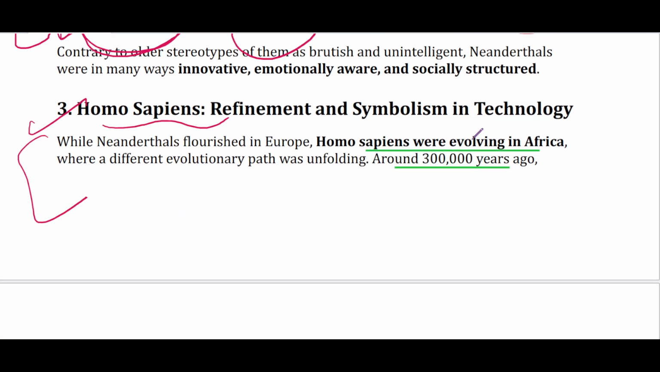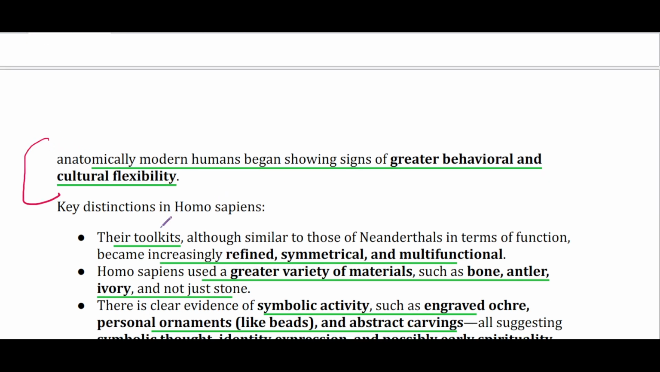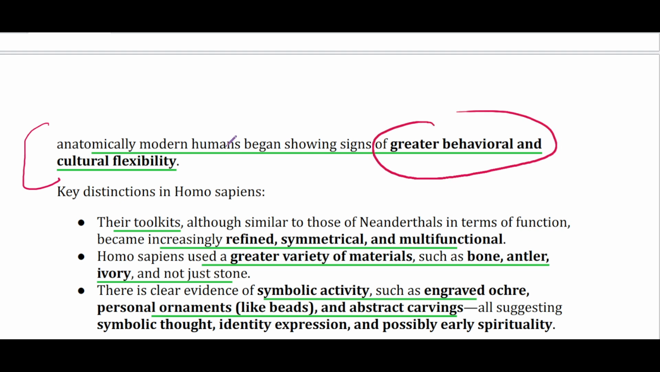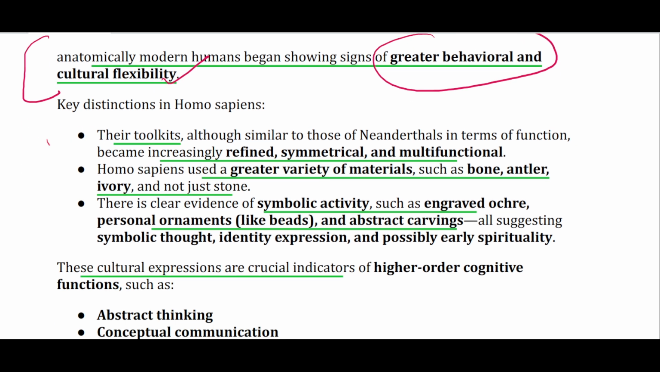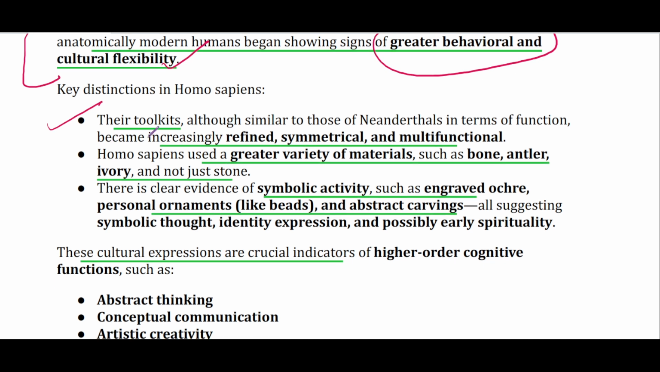So Homo sapiens evolved in Africa, and around 300,000 years ago they showed signs of greater behavioral and cultural flexibility. Now, the key distinction of Homo sapiens from Neanderthals was that their toolkits included refined, symmetrical, and multifunctional tools. Now, the second important distinction, which gave Homo sapiens an important advantage over Neanderthals, was that they had a greater variety of materials. The source of their tools was not just stone, but bone, antler, and ivory.